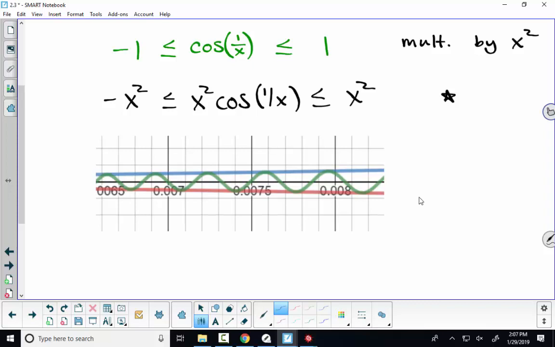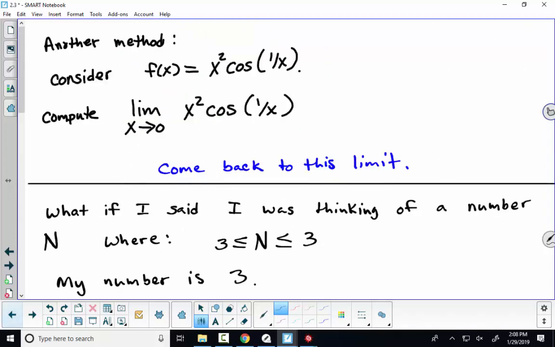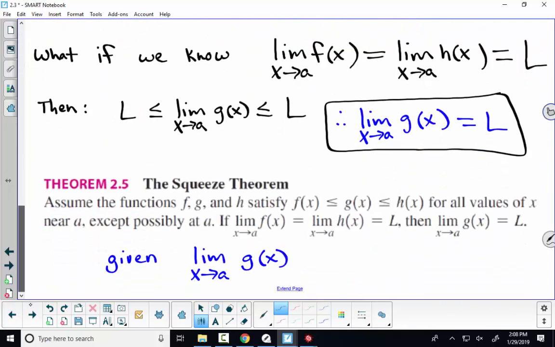Does the squeeze theorem only apply to trig functions? The squeeze theorem does not only apply to trig functions. If we go back to that theorem, it just says we've got functions f, g, and h, and that inequality is true for all values of x. There is no restriction on those functions at all.